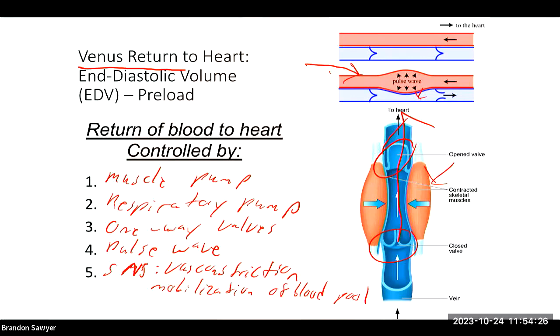Okay, so all of these factors are going to increase when we start exercising, right? We're going to increase our muscle pump because we're contracting more muscle. Increase our respiratory pump because we're breathing harder and breathing more. Increase our pulse wave because our pulse goes up. And increase vasoconstriction because we're activating our sympathetic nervous system when we start exercising. So all of that's going to lead to an increased venous return, which increases our preload, increases our end diastolic volume, and gives us more stroke volume.